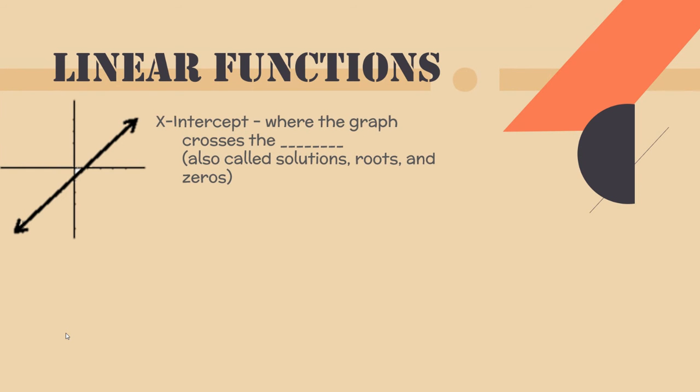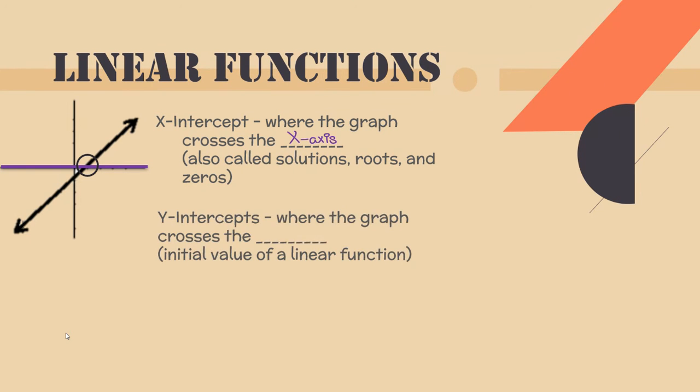The x-intercept is where the graph crosses the x-axis, which is this one right here. And this graph crosses the x-axis right where that circle is. These are also called solutions, roots, and zeros, which will be helpful names later on this semester.